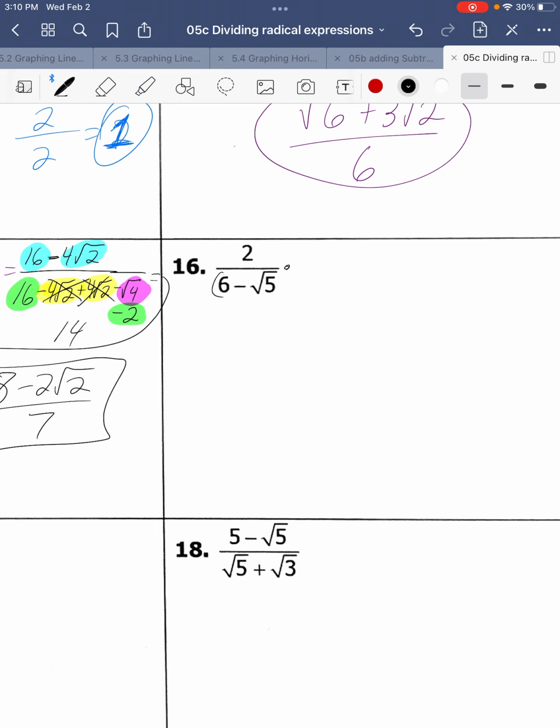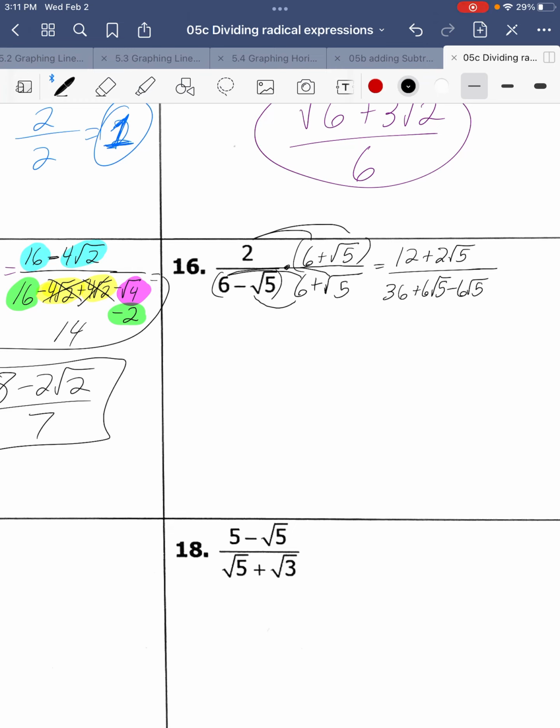All right, number 16. It is a binomial denominator, so we need to multiply by the binomial, but the conjugate. So plus... 2 times 6 is 12, plus 2 times the square root of 5 is 2 square root of 5. 6 times 6 in the denominator is 36. 6 times the square root of 5 is positive square root of 6 square root of 5. A negative square root of 5 times 6 is a negative 6 square root of 5. Always those middle terms are going to simplify to 0. Square root of negative 5 times positive square root of 5 is a negative square root of 25.